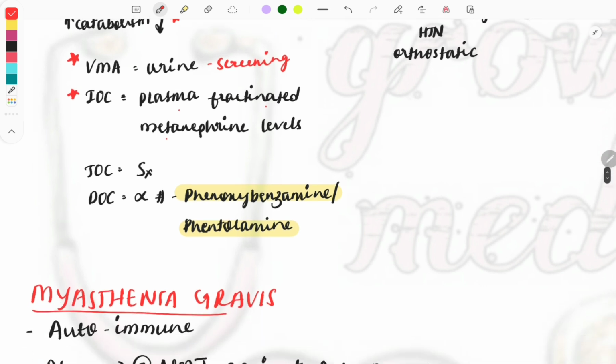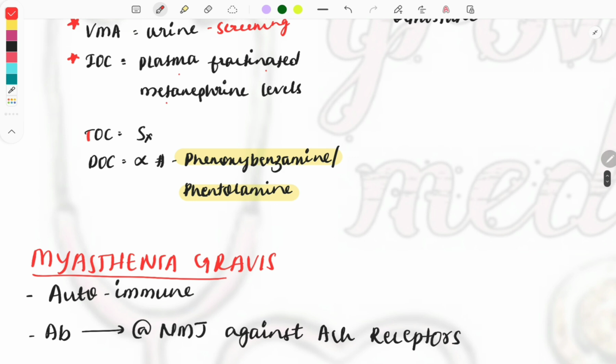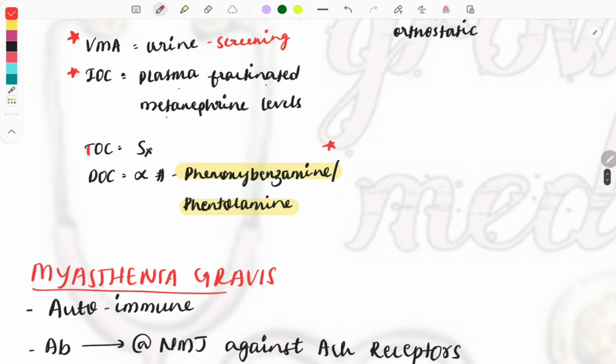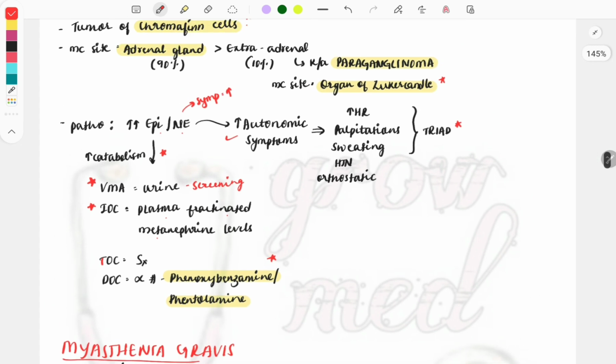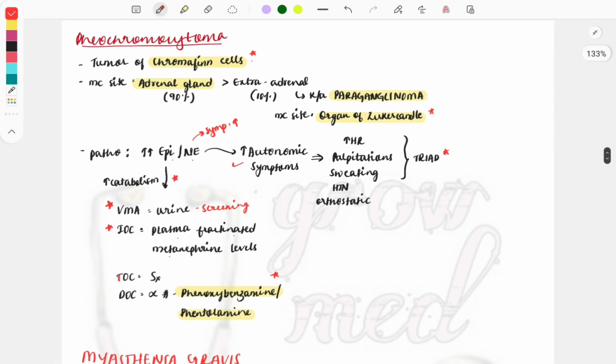Then treatment of choice will be the surgery, and drug of choice, these also. Alpha blockers like phenoxybenzamine and phentolamine, because by these alpha blockers we will be blocking the activity of the adrenaline and the noradrenaline, and this is just for symptomatic relief. These are not the definitive treatment. The definitive treatment is the surgical resection of the tumor, but for the time being, to control the symptoms, we can use these alpha blockers, phentolamine and phenoxybenzamine. Drug of choice is asked in integration with pharmacology also. Okay, so pheochromocytoma, a must-know topic.